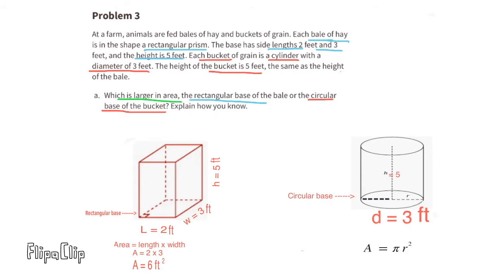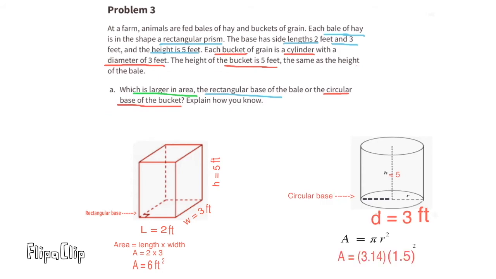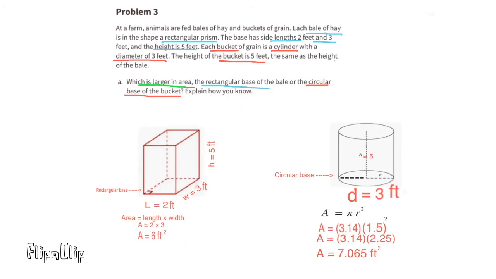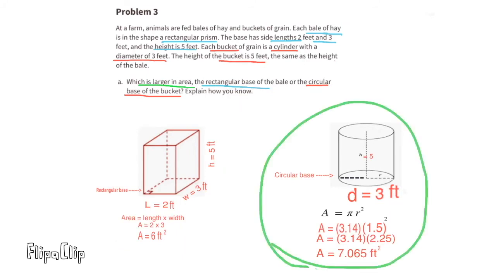Its diameter is 3 feet, so the radius is going to be half of 3 feet, which is 1.5. So the area would be 3.14 times 1.5 squared, or 3.14 times 2.25. The area of the circular base of the cylinder is approximately 7 feet squared. The circular base of the bucket has a larger area than the rectangular base of the bale of hay.